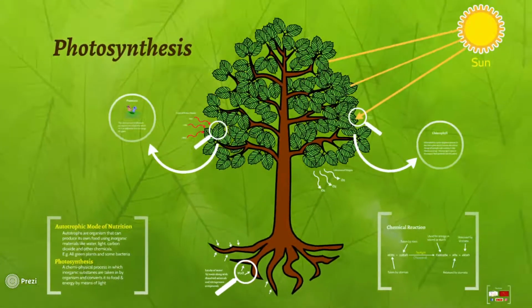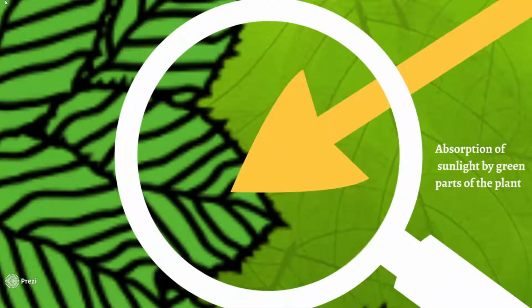So we've understood that water is absorbed by the roots of the plant and taken up to the leaves, where photosynthesis actually takes place, through a bunch of vascular tissues called xylem. The next ingredient which is required is sunlight. If we see over here, sunlight is mostly absorbed by the green parts of the plant. These green parts are responsible for absorption of sunlight because they have a special pigment called chlorophyll.